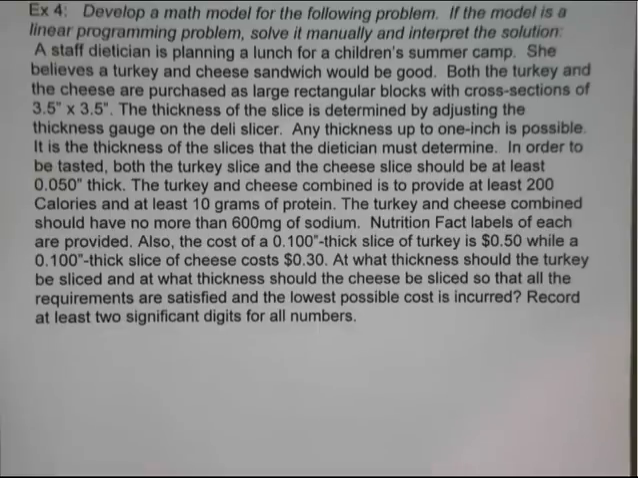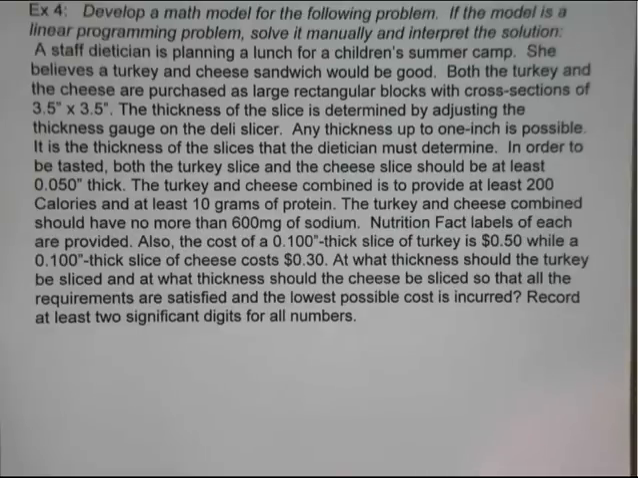In order to be tasted, both the turkey slice and the cheese slice should be at least 50 thousandths of an inch thick. The turkey and cheese combined is to provide at least 200 calories and at least 10 grams of protein. The turkey and cheese combined should have no more than 600 milligrams of sodium. Nutrition fact labels of each are provided.